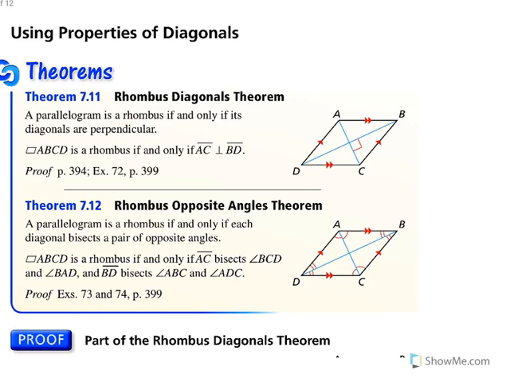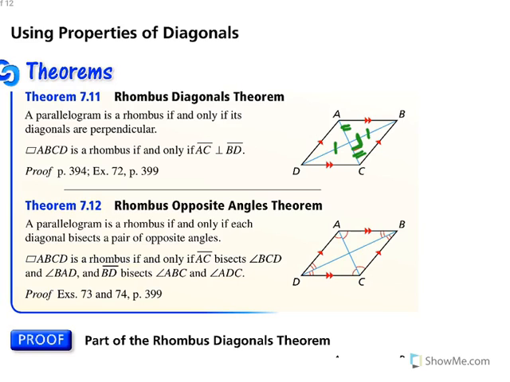Alright, so this brings us to our characteristics of our rhombus. Okay, so the rhombus diagonals theorem. A parallelogram is a rhombus if and only if its diagonals are perpendicular. So that's something that's new. Not only are the diagonals bisected, because we know that being a parallelogram, we also know that a rhombus has to have a right angle for its diagonals.